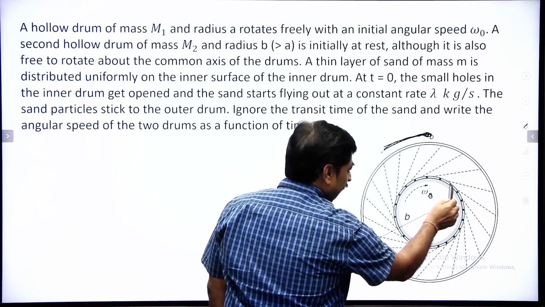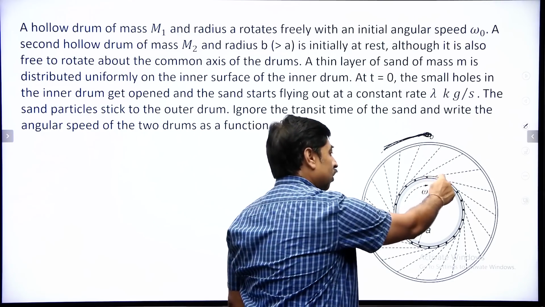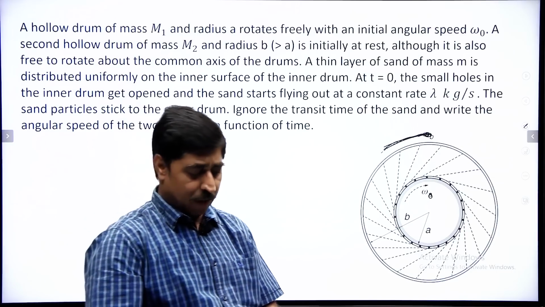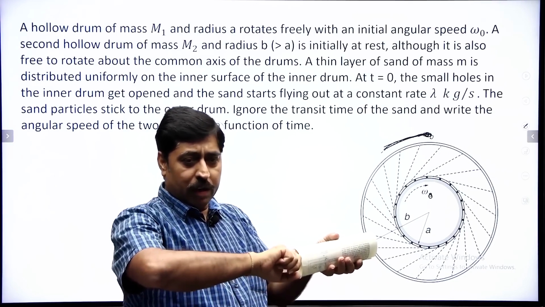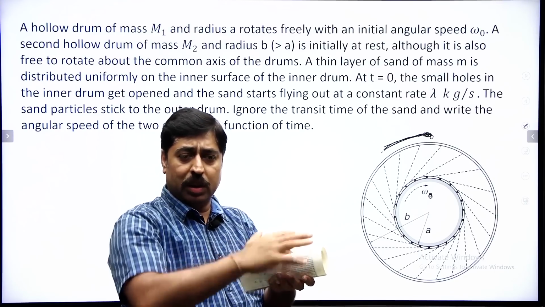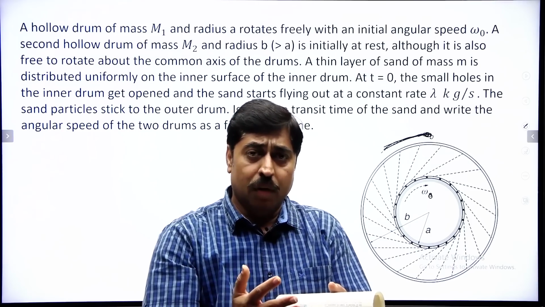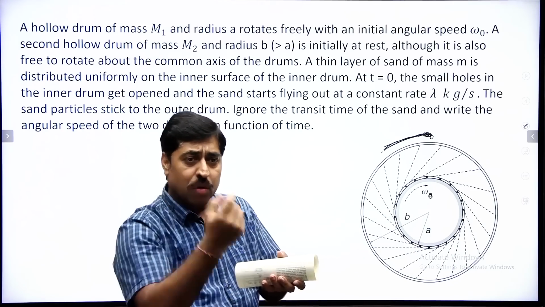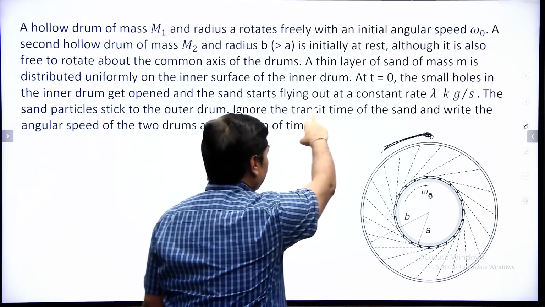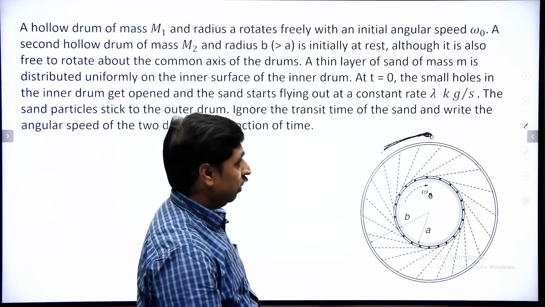This drum has got some narrow pores, tiny holes, and at time t equal to 0, these holes get opened. This is our drum which is spinning. There is a thin layer of sand inside it. There are many holes on the surface of the cylinder, and at time t equal to 0, all those pores get opened up. So the sand starts coming out from these small holes at a constant rate of lambda kilogram per second. Every second, lambda kilogram of sand is thrown out.